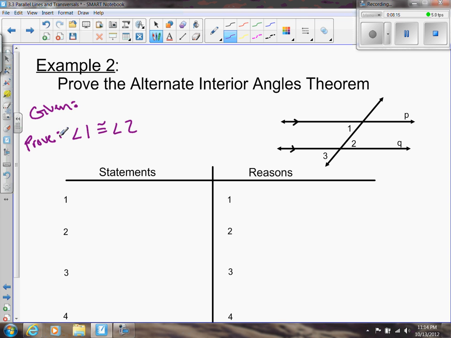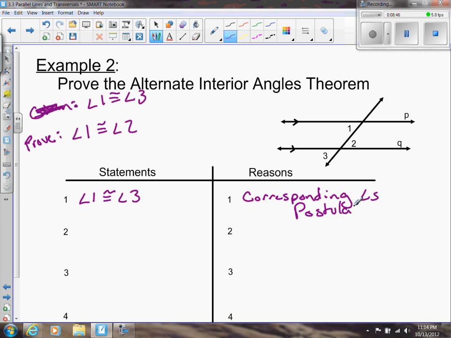The corresponding angles postulate would say angle 1 is congruent to angle 3. So to prove that angle 1 is congruent to angle 2, I'm going to start with angle 1 congruent to angle 3. It's not really given, it's the corresponding angles theorem. I should correct that, corresponding angles postulate. That's the only postulate. The rest of them are all theorems because you can prove them using the corresponding angles postulate.